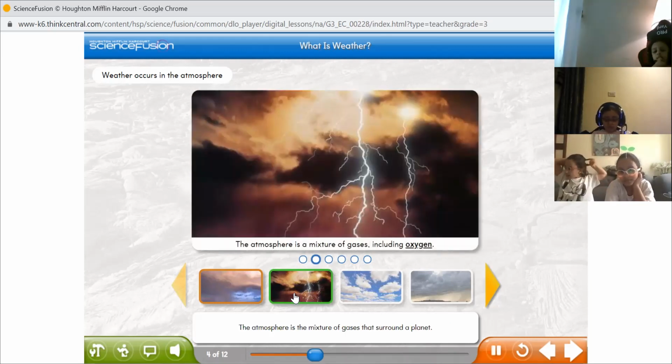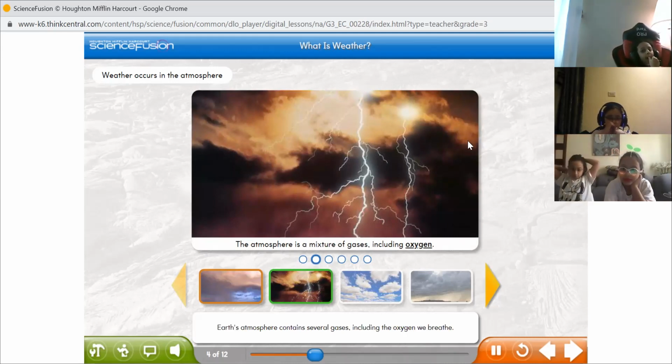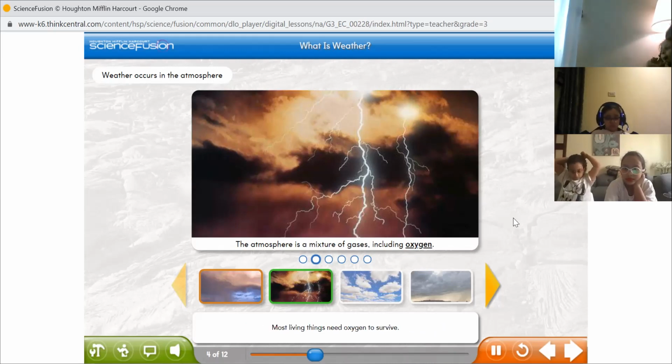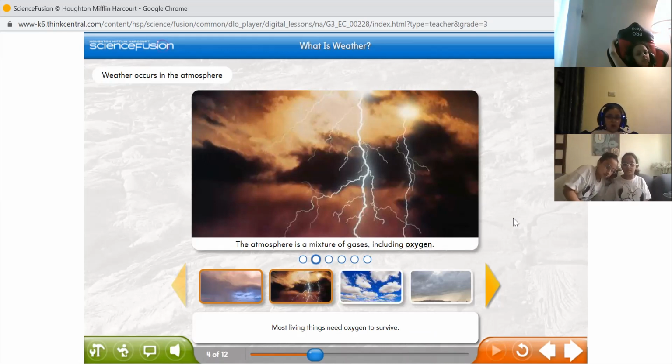The atmosphere is the mixture of gases that surround a planet. Earth's atmosphere contains several gases, including the oxygen we breathe. Oxygen is a gas in the air and in water. Most living things need oxygen to survive. So, today we learned that oxygen is what? Important. Very important. Oxygen is a gas. You can find it in the air around you. Also, where can you find it? In the water. Excellent.